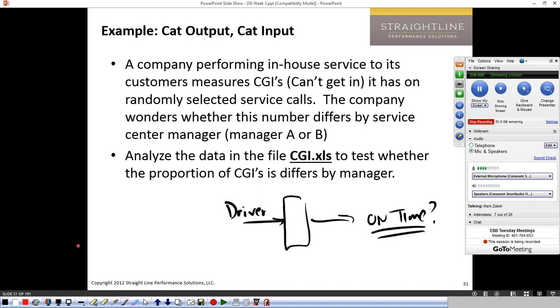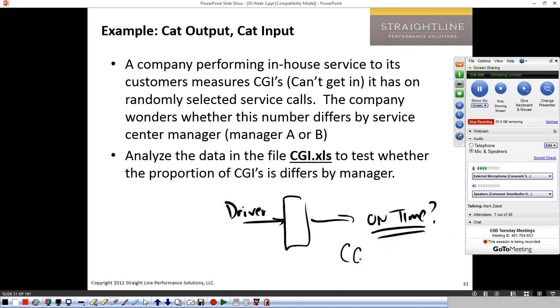And notice that it conforms exactly with Dan's example of, is it on time or not? We're not measuring the time that it arrived, which would be a number. Okay, hopefully all of this is making sense. Now let's go for this one.